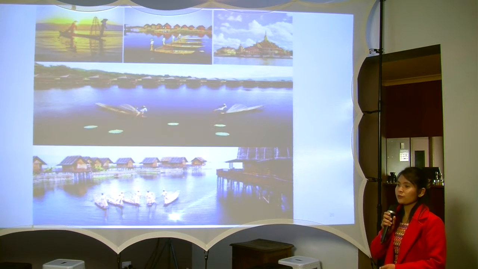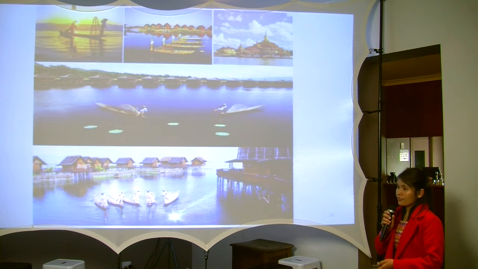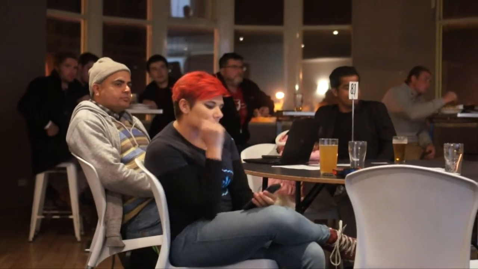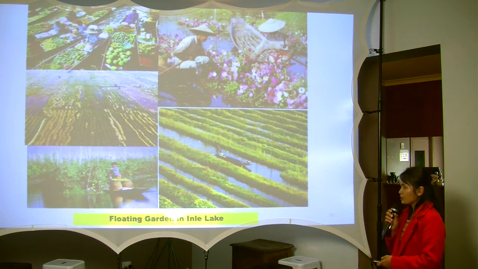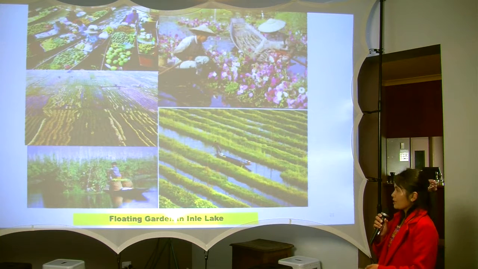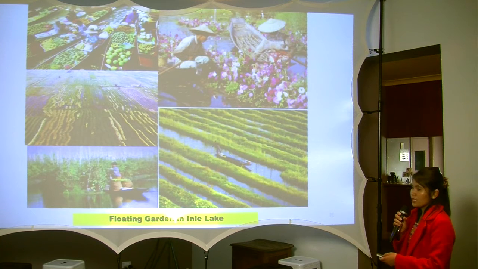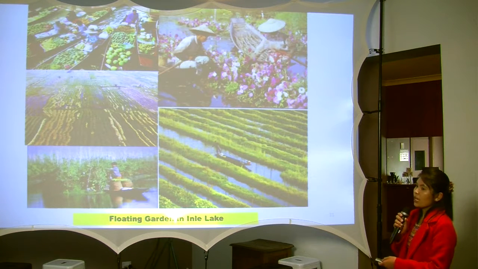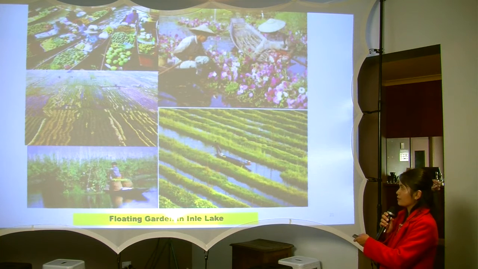Inle Lake is famous for ecotourism services. Many of the ethnic peoples here are doing ecotourism services and agriculture. These are the floating gardens in Inle Lake. Floating gardens are a famous and attractive place in Inle Lake. Many of the people are growing a lot of vegetables and flowers on the floating gardens.